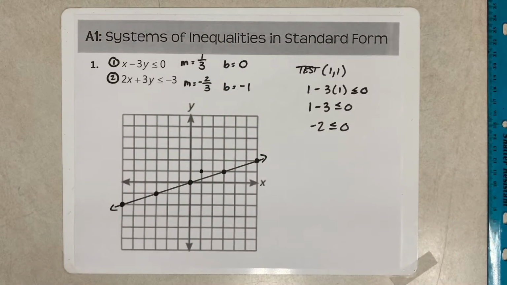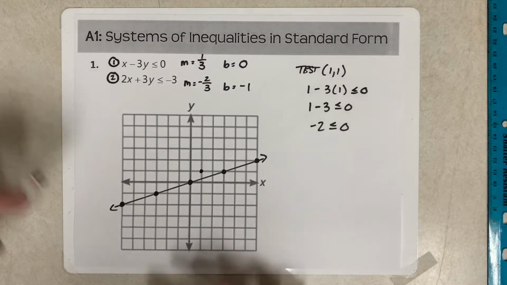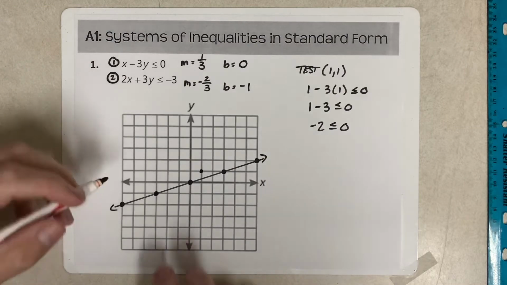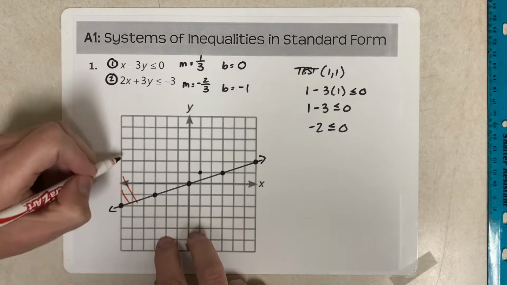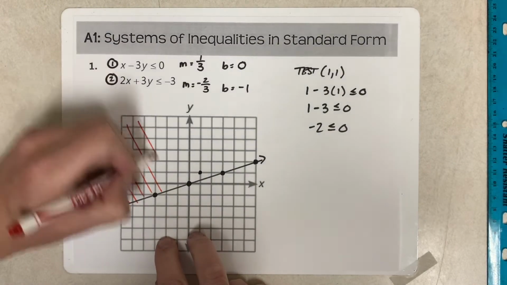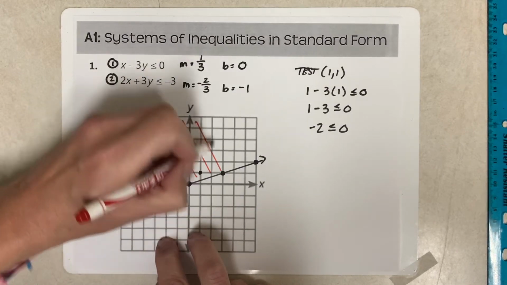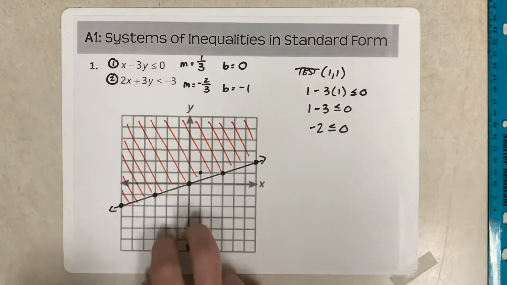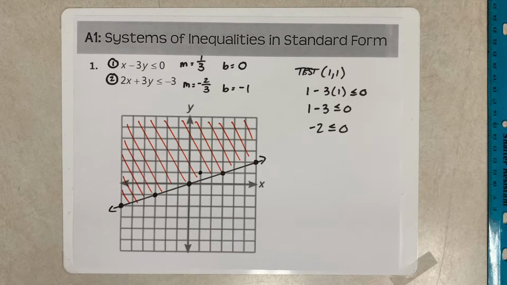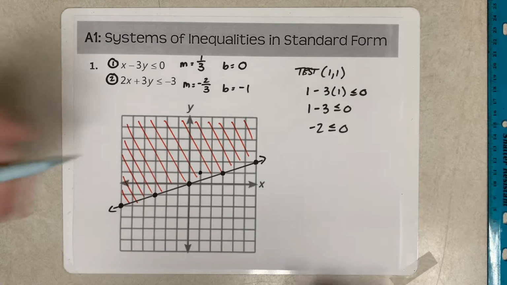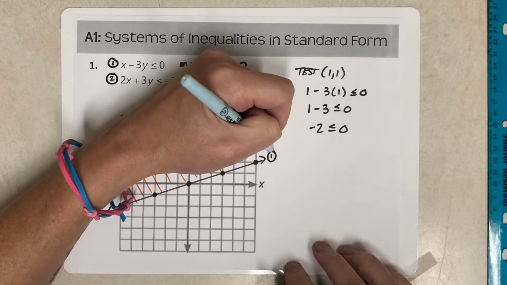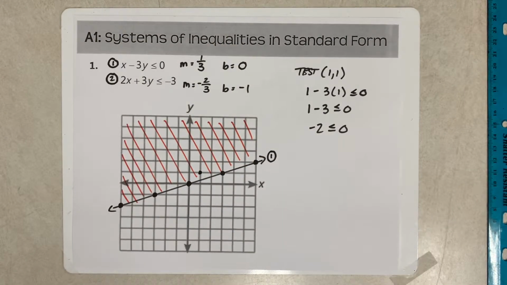When I shade, I'm going to be very careful here, and I'm going to use a different color for each one. So I'm going to shade this one in red above this boundary line, because my test point said that all of those points are solutions to the first one. Now, it's also going to be a good idea for me to go ahead and label that boundary line as the first one.